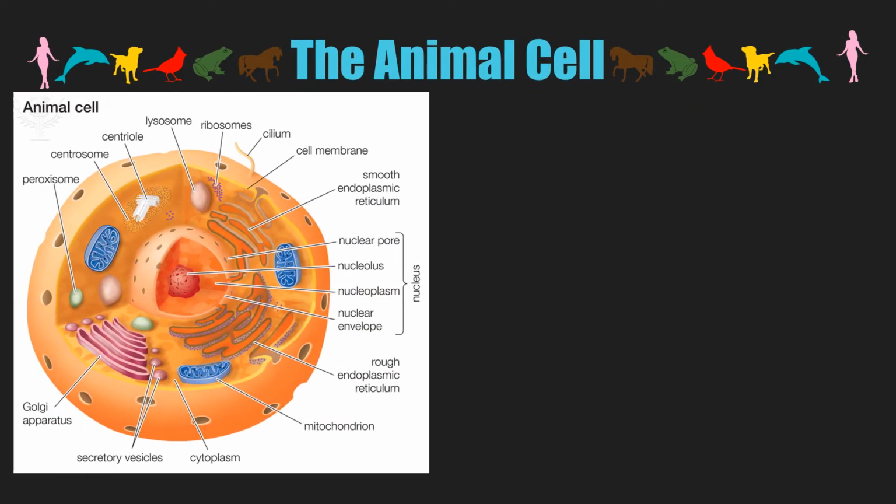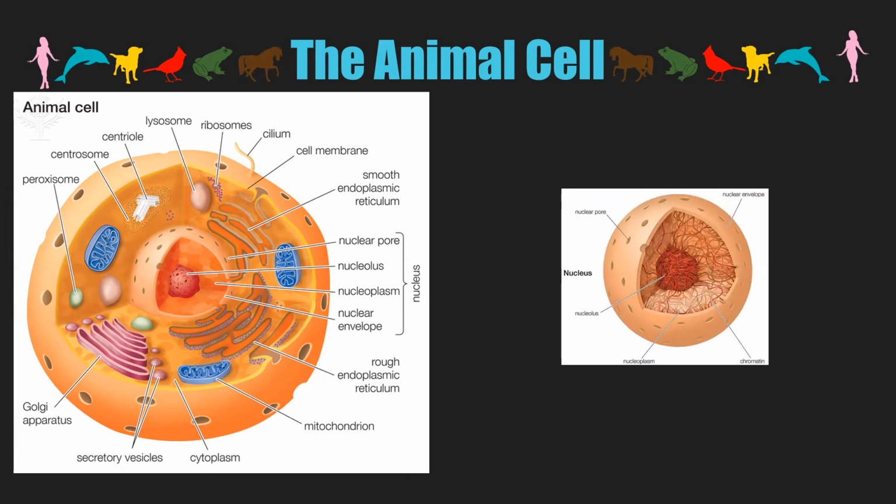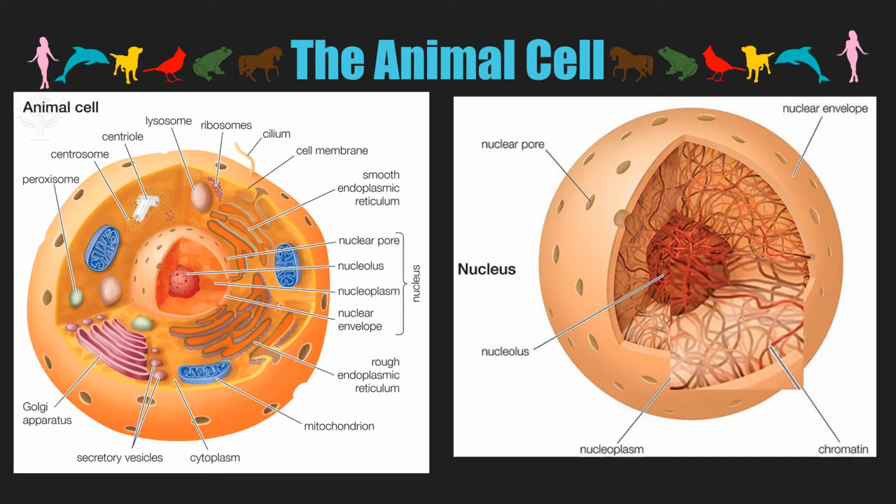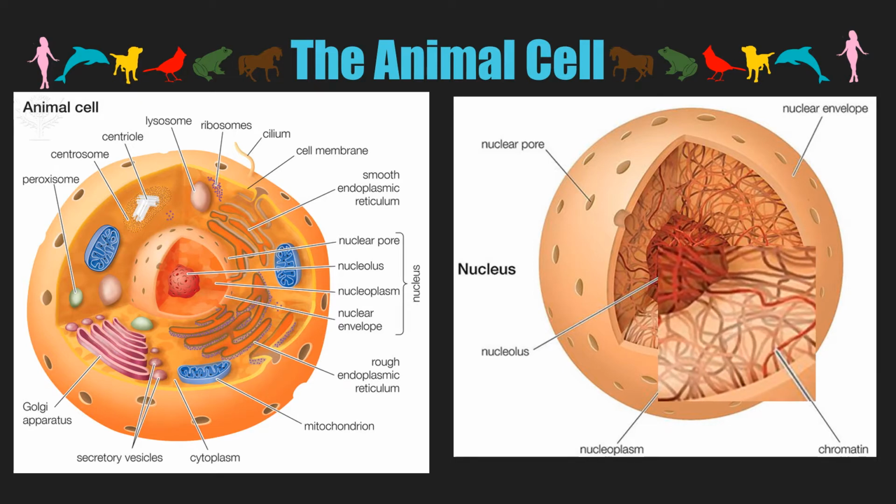Animal cells are a type of eukaryotic cell enclosed by a plasma membrane, and it contains multiple organelles. The nucleus is a single rounded structure bounded by a double membrane that contains the cell's genetic information, and it is the location for RNA synthesis.